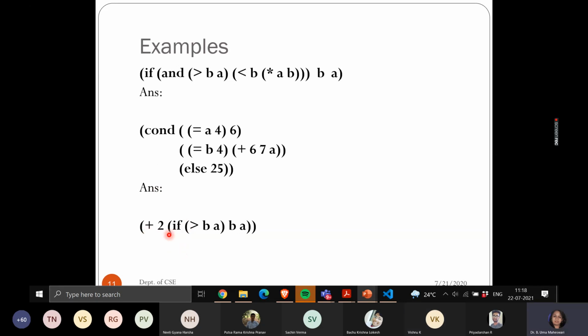Take this one. Plus 2, if B is greater than A, B, else A. So let's take that part. If B is greater than A, if it is true, return B, otherwise return A. And that value will be one of the arguments for the plus procedure. Let us look at 4 is greater than 3. It is true. If it is true, it is returning B. So that means 4, right? So your answer is what? 6. 6, correct. So this if statement is returning B where B is 4. So 4 will be one of the arguments for the plus. So 2 plus 4, it is 6. Very good.